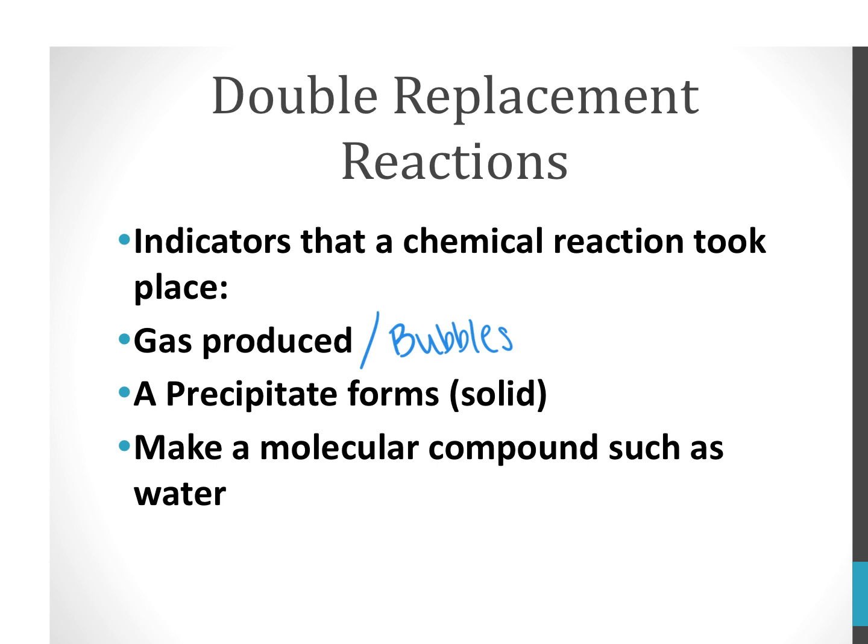Sometimes when we mix the liquids, we get a solid. So if we take liquid plus liquid and you make a solid, you definitely made a new product. We call that solid a precipitate.